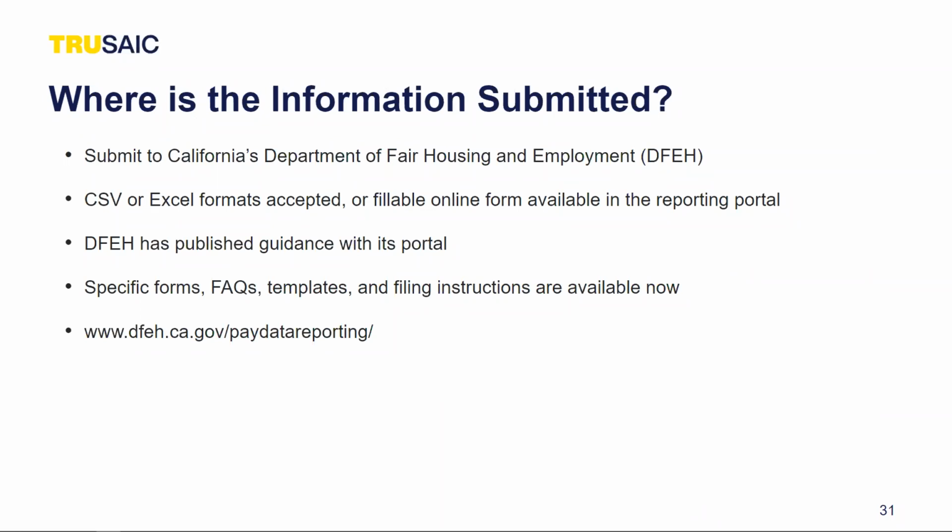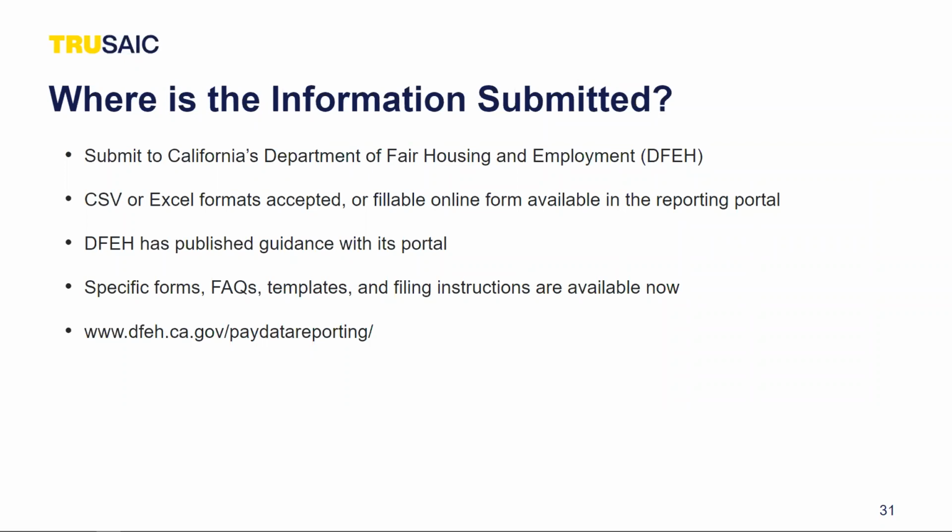There's even a fillable online form, but it'd probably be better to have a record of what you've submitted before you submit it. DFEH also has extensive guidance on its portal, along with frequently asked questions and templates. And so the website there is dfeh.ca.gov, pay data reporting.